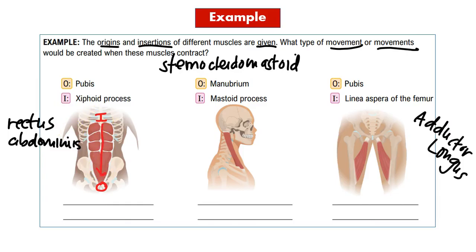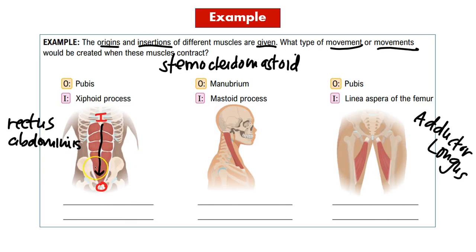Let me get a better color. We want our insertion to get closer to our origin. So you can either stand up or I'm sitting down, right? So I can sit down, and my goal is to have that xiphoid process get closer to my pubis area. So I'm going to be doing what? Flexing my trunk forward. What does that actually mean? Well, if I'm moving my trunk forward, or flexion of the trunk, whatever you want to say, then I'm also going to be moving my vertebrae, or my spine as well. And I'm also going to be bending at the hips.